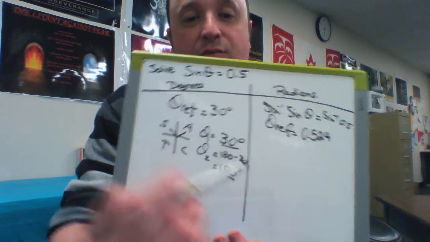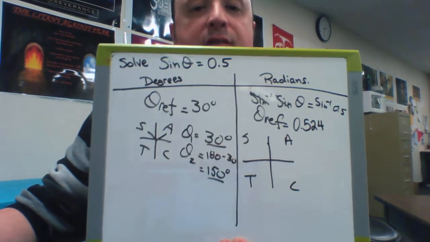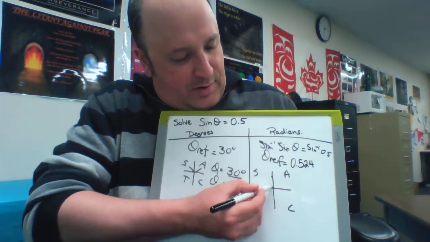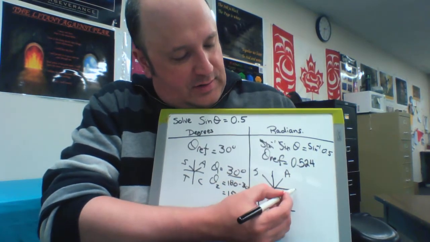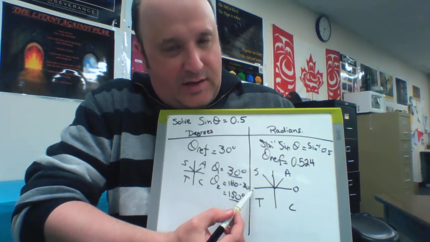Now we go to the CAST rule, and here's where we have to be a little bit cautious. The CAST rule still applies. Sine is positive, so I have my arrows over here and over here, and this is 0, but this is not 180, because 180 is a degree.